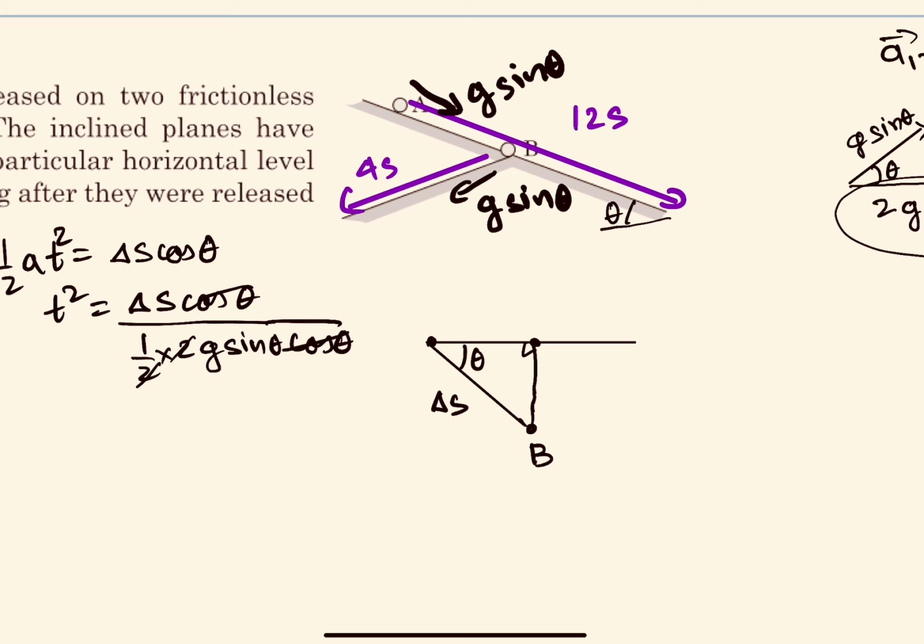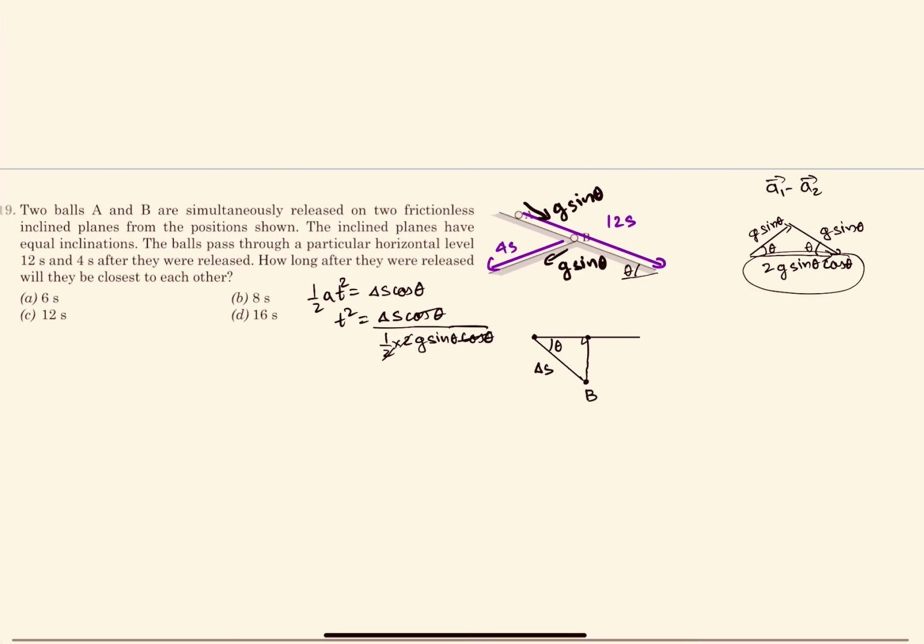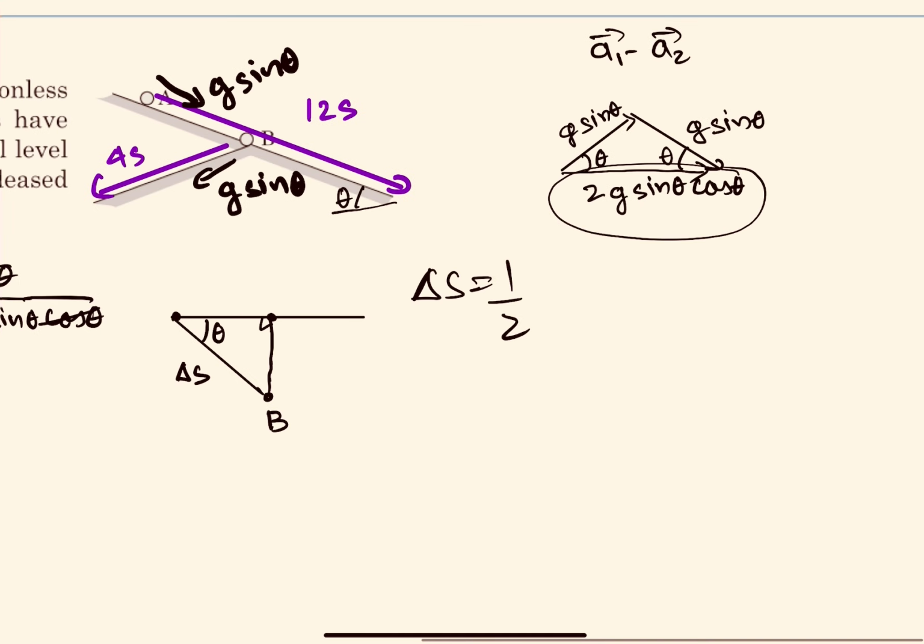Okay, now how do we get this value? How do we get the delta S by g sin theta value? So we know that from here till here it takes 12 seconds, and from here to here it takes 4 seconds. So if we imagine B would have slid along this, then it would have taken 4 seconds to go from here to here. So the difference between these two path lengths, this one and this one, would be half into g sin theta into 12 square minus 4 square, right?